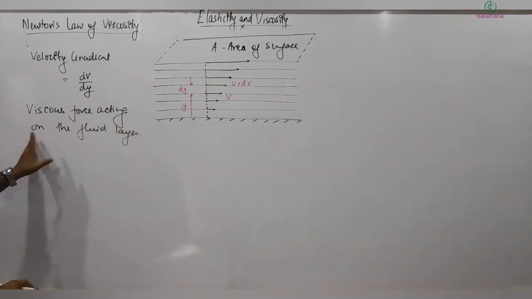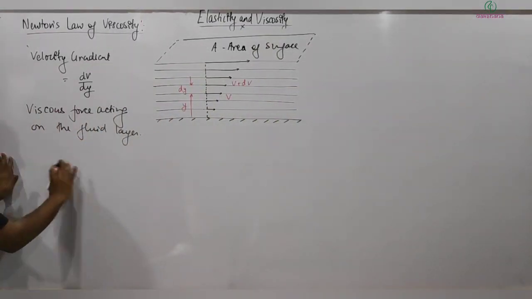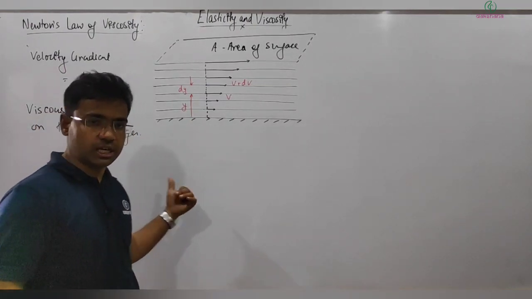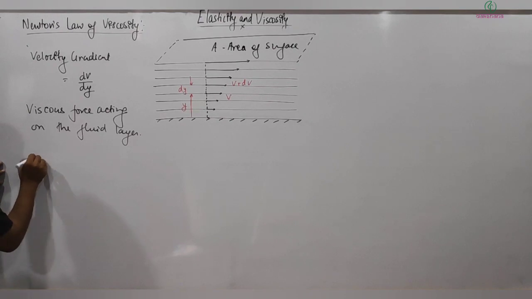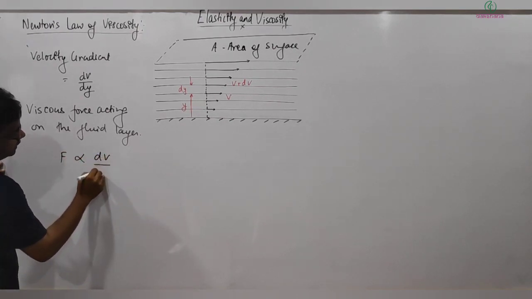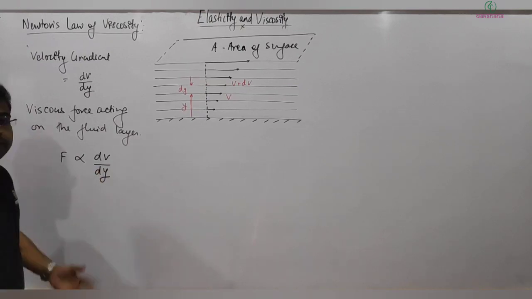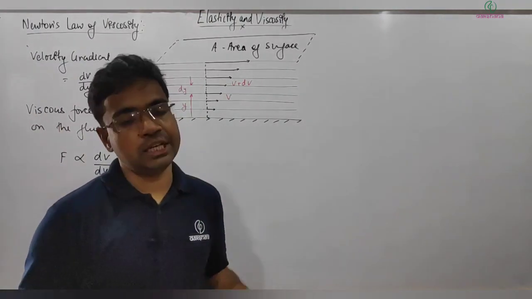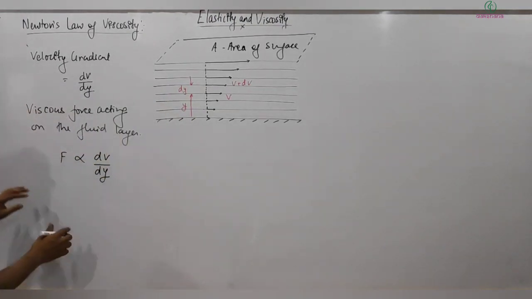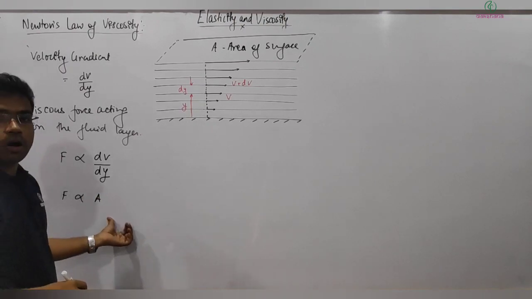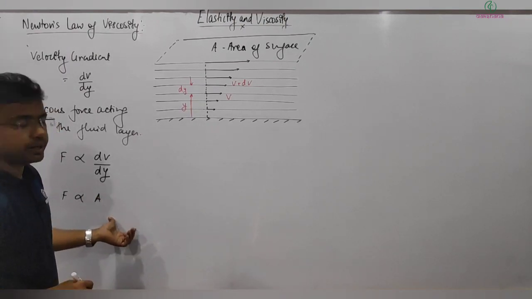The viscous force acting on the layer is an experimental result, and this is the result we are going to study here. The result says the viscous force is directly proportional to the velocity gradient. If the velocity gradient is high, a high viscous force will act on the layer. The viscous force also depends on the surface area of the layer in contact.